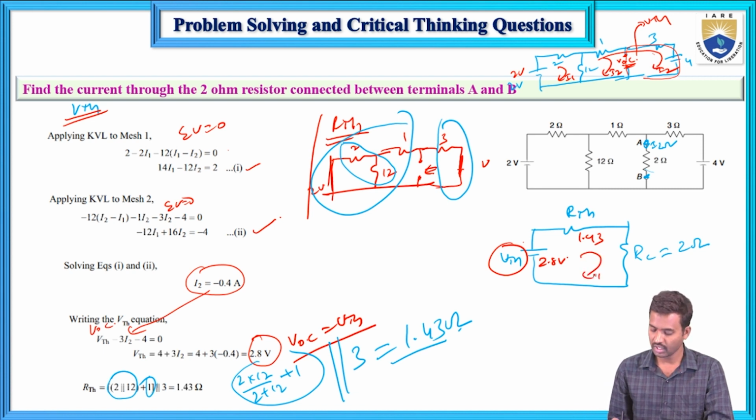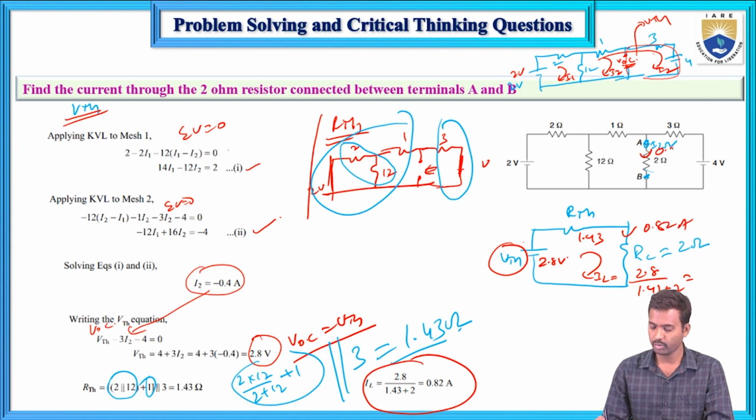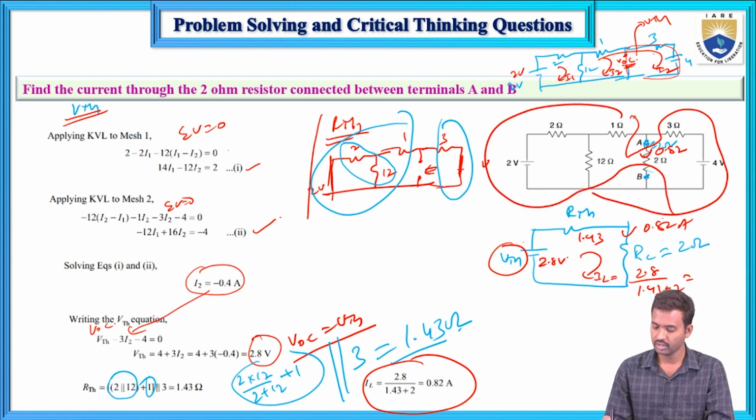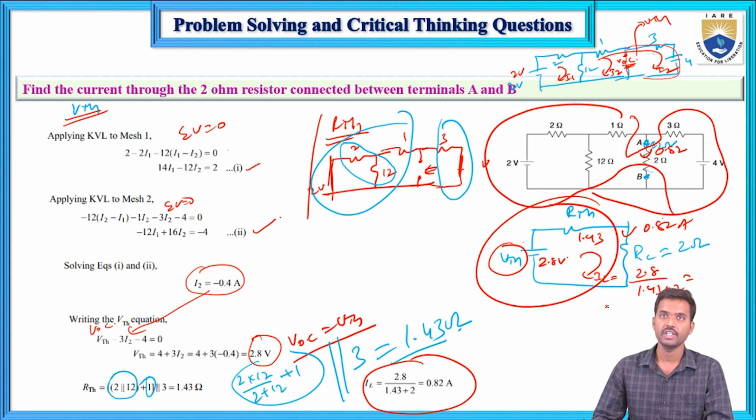So IL equals 2.8 divided by 1.43 plus 2. What is the value here? That value equals 0.82 amperes. This current is 0.82 amperes. This entire circuit is replaced by this circuit. This current and this current are the same.